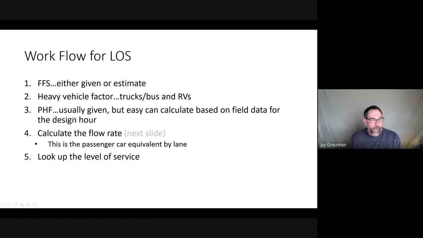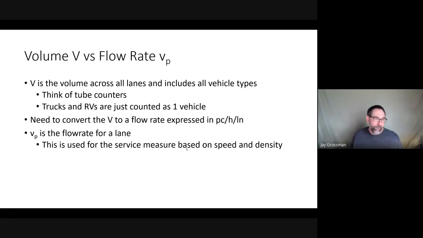Your peak hour factor, that's usually given, but you know how to calculate it. Right? We just went through how to calculate that. Then you have to calculate the flow rate, right? And that's V sub P, which is what you want. That's the equivalent flow rate of passenger cars per lane. Once you've got that, we can calculate what the level of service is.